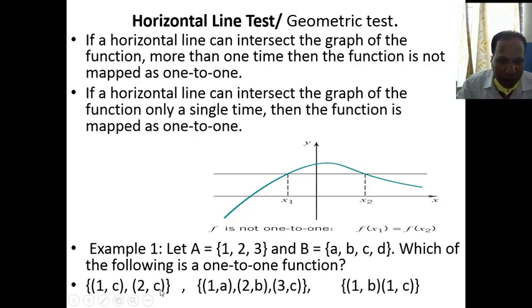Now this is a function. 1 is associated to c and 2 is associated to c, but it is not a one-one function because two different elements have the same image. So it is not one-one. Here in this case, element 1 has the image a, 2 has the image b, 3 has the image c. That means three different elements have three different images. So we say this function is a one-one function.